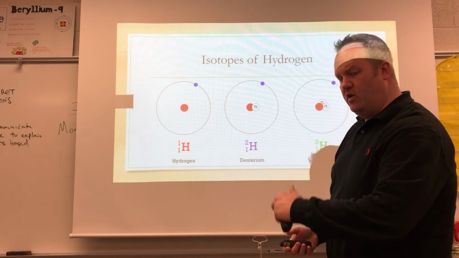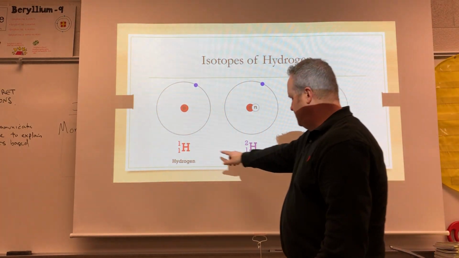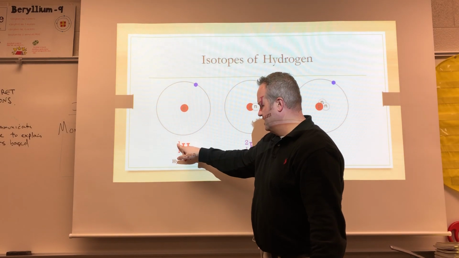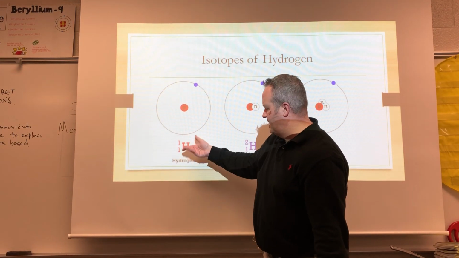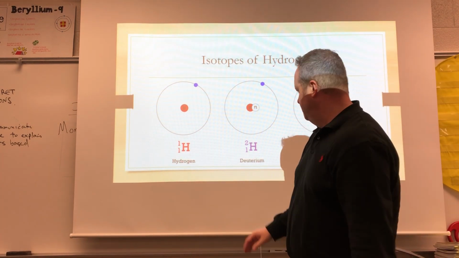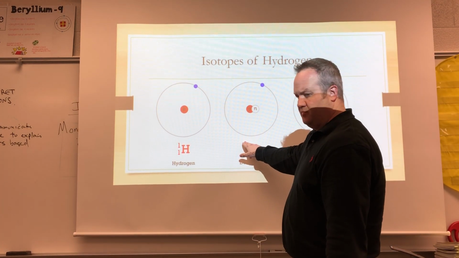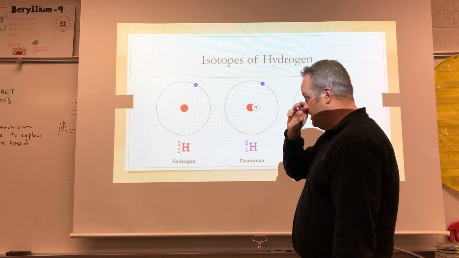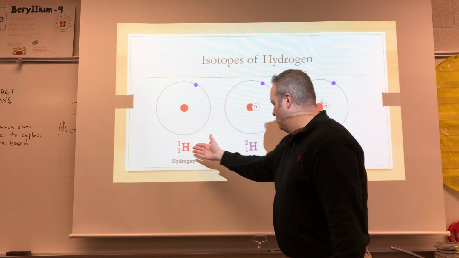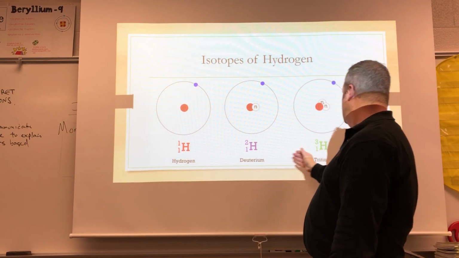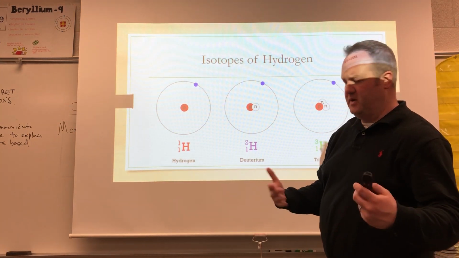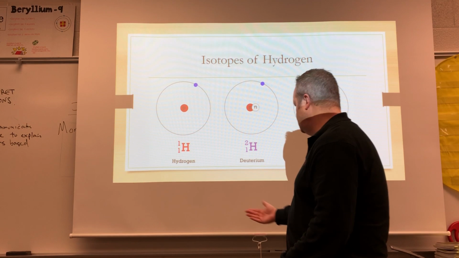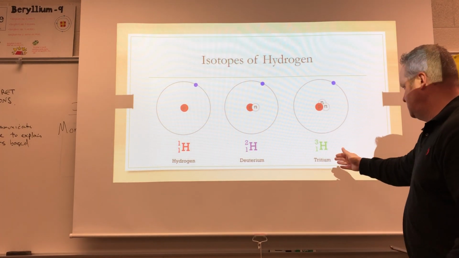Now, the way we want to write and notate this is we have the elemental symbol, the atomic number, and the mass number. This is kind of upside down from the entry in the periodic table. We put the mass number on the top, the atomic number on the bottom. We could call this hydrogen 1, hydrogen 2, and hydrogen 3. But because they're so common, we give them special names. This is hydrogen, this is deuterium, this is tritium.